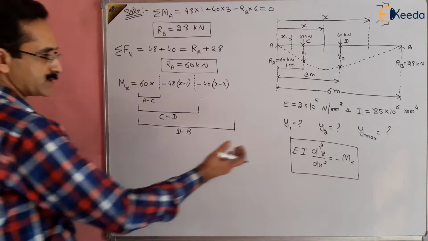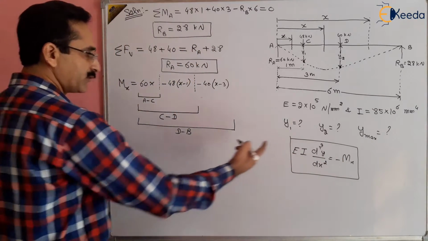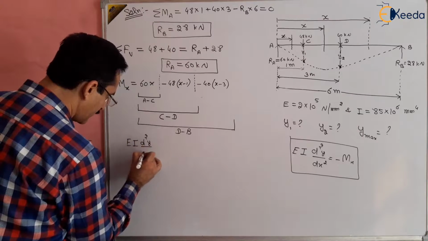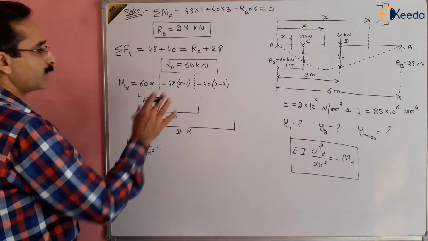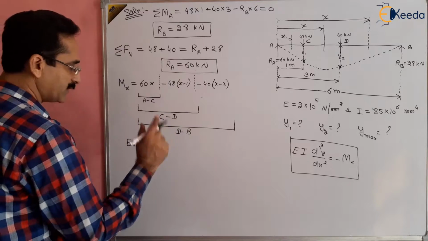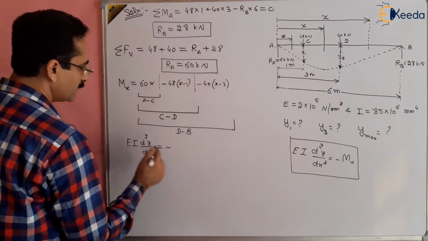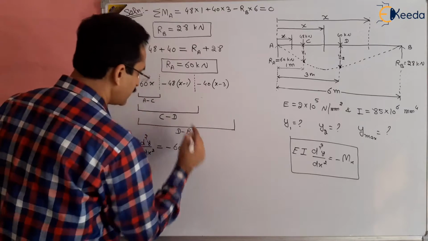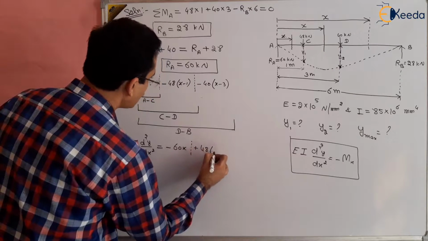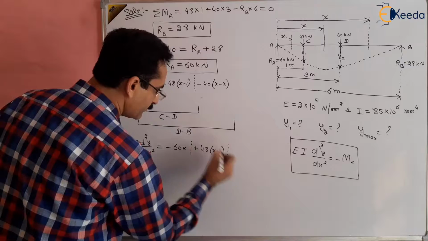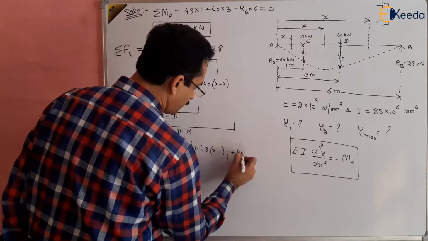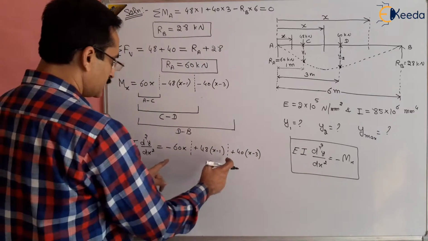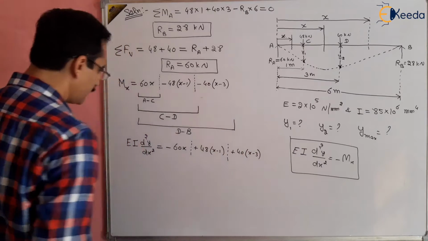Now use this equation. We know the bending equation: EI d2y by dx square will be equal to, this is the double integration method, right? So we have to integrate it twice. That is equal to minus 60x dotted plus 48 x minus 1 dotted plus 40 x minus 3, right? This is between A to C, then C to D, and then D to B.